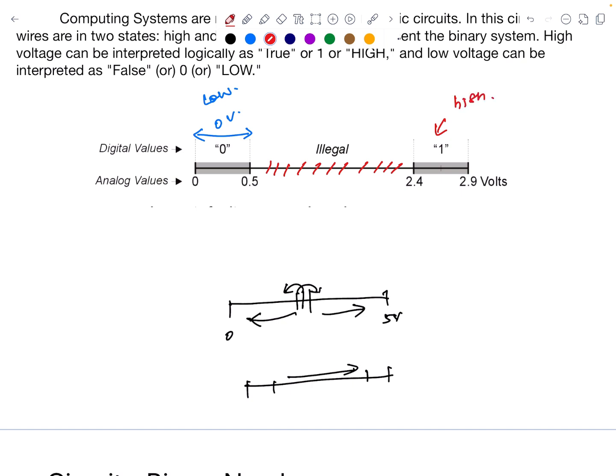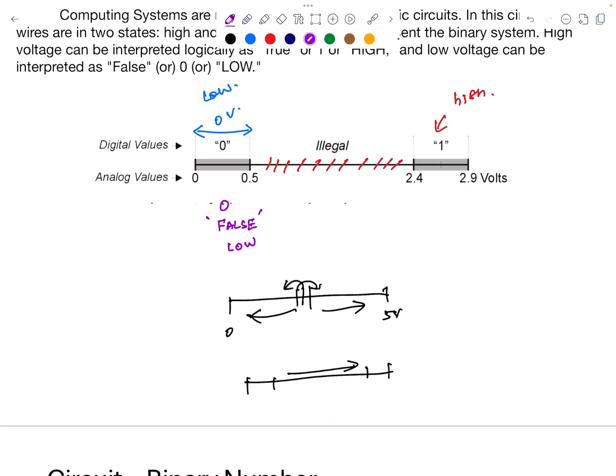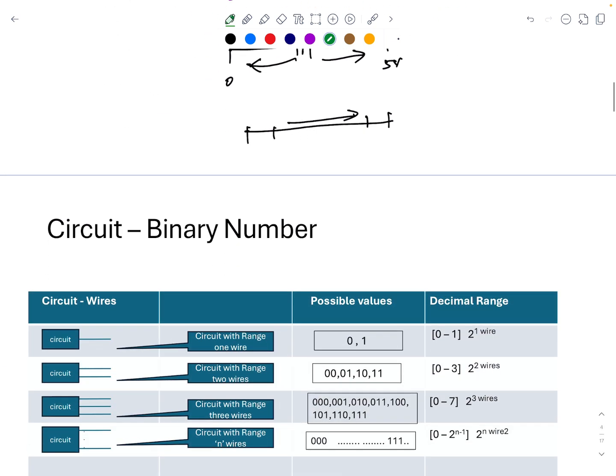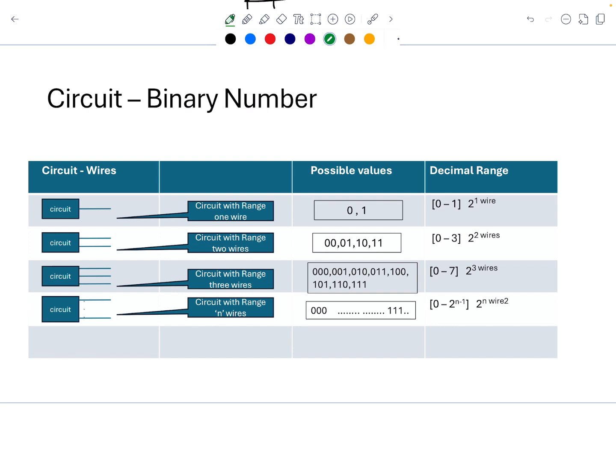So logically, we represent these states as 0, or false, or low. They all represent the same value or state. In the case of high, we say it is logically 1, or true, or high. Since we have only two states, that's why we have the binary number system in computers.